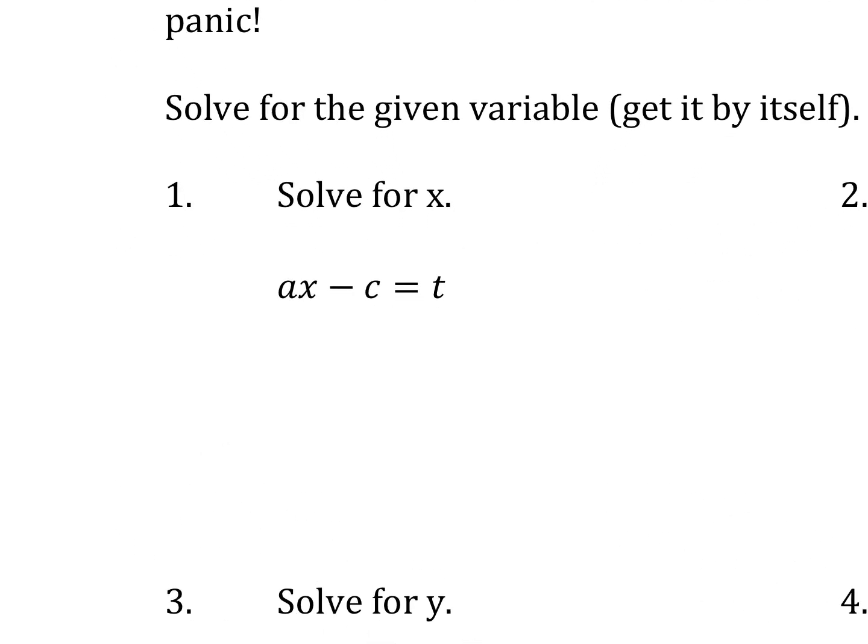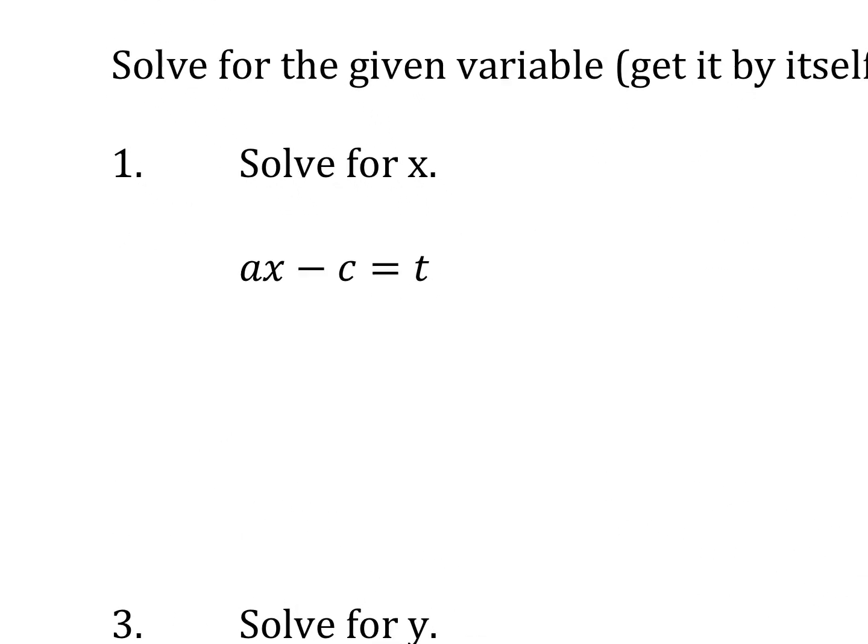All right, number 1, we're solving for x. We want to get x by itself. So if this was like 10x minus 5 equals 20, what would you do first to get x by itself? Well, you would add 5, right? But we don't really have a 5 here. We have a c, but that's okay.